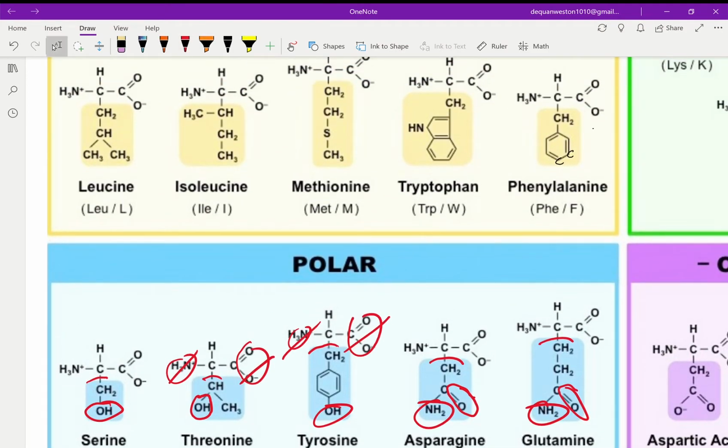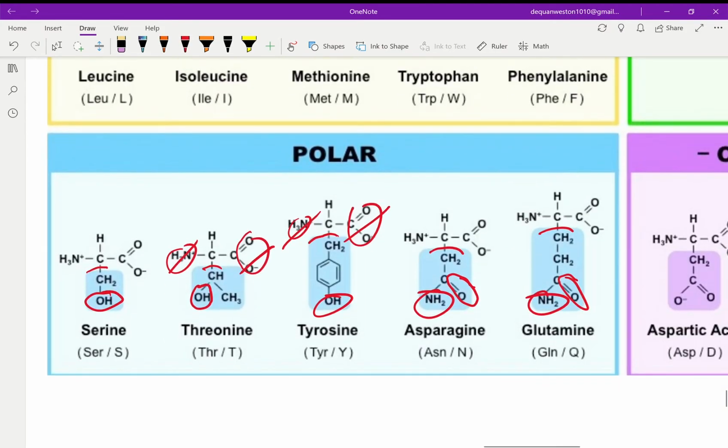So when you look at this, it might be easy to confuse this with one of these. But you just have to remember that these massive aromatic groups right there are why that's not down here with the polars.